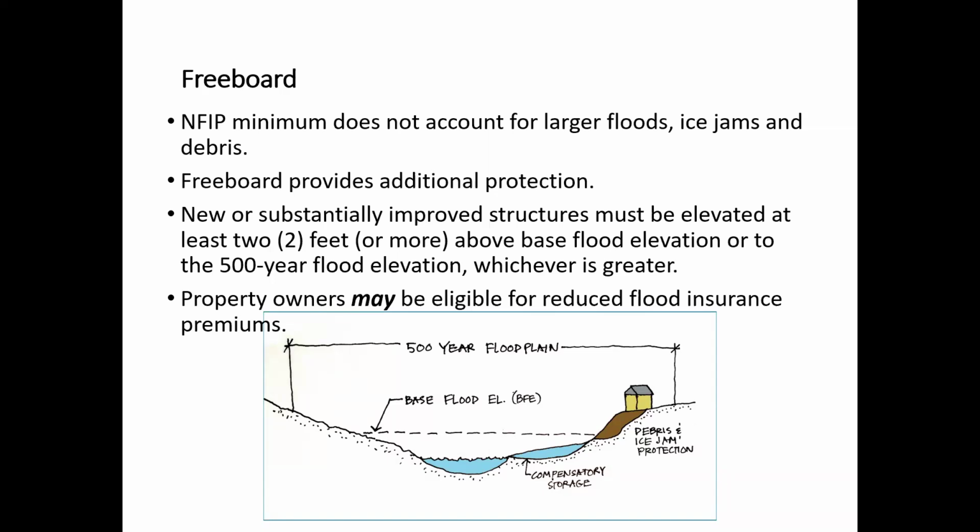One way that communities can provide additional protection is referred to as freeboard. It's a nautical term that has to do with ships having measured water and depth. But essentially, what that means is instead of elevating to the base flood elevation, a new or substantially improved structure needs to be elevated at least 2 feet, sometimes more. Some communities require more above base elevation or to the 500-year elevation.